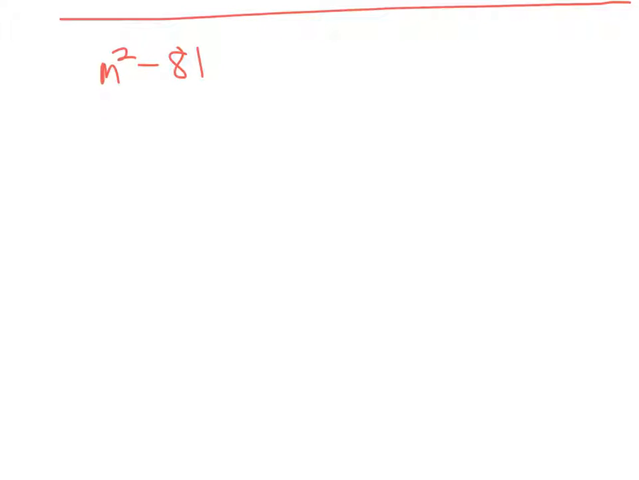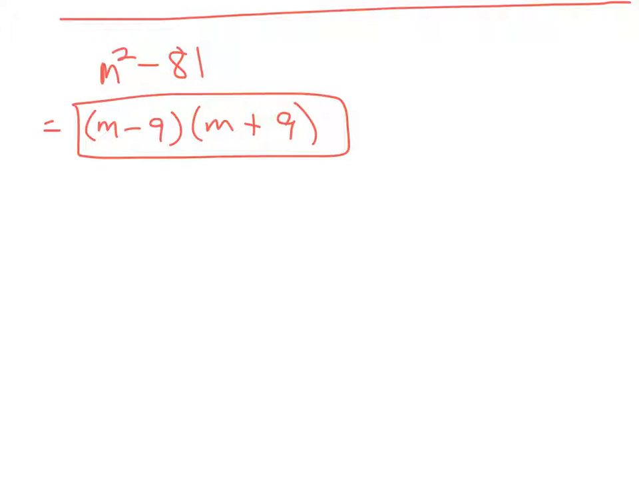Here, if we look for a common factor, there is not one. So it's got 2 terms. So let's see first if this is the difference of squares. Well, m squared is m times m. 81 is 9 times 9, so this is the difference of squares. It's going to go m and m, 9 and 9, plus in one, minus in the other. Neither one of those factor. So we're finished right there on that one.